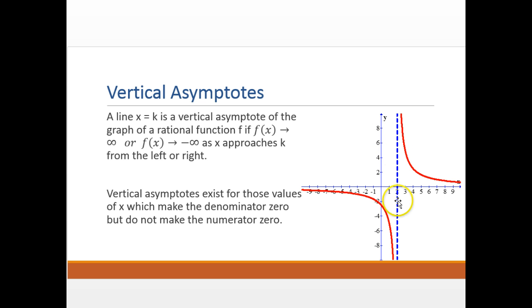A vertical asymptote exists for all values of x that are not part of the domain, all values of x which actually cause the denominator to be equal to 0, but it also has to not make the numerator equal to 0.